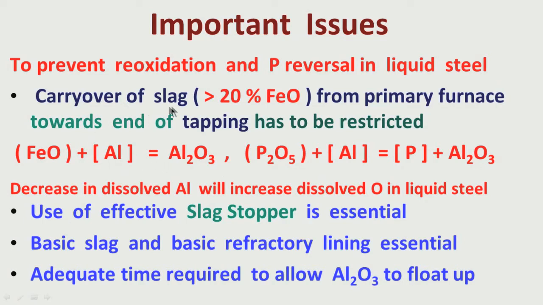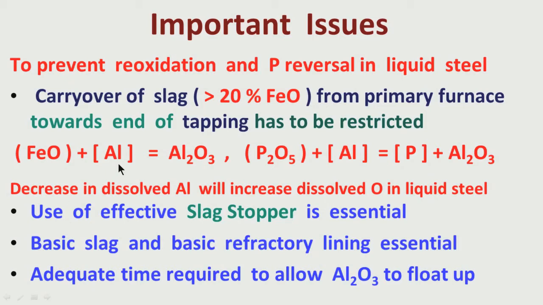So, whatever FeO and MnO are there, they will react with aluminum in liquid steel and finally give rise to alumina. So, the problem is dissolved aluminum is coming down, phosphorus is getting reversed, that means phosphorus is increasing in liquid steel, and alumina is forming in liquid steel. So, whatever alumina has formed because of deoxidation, more alumina is forming, and more of the aluminum which was present as dissolved aluminum is coming down.